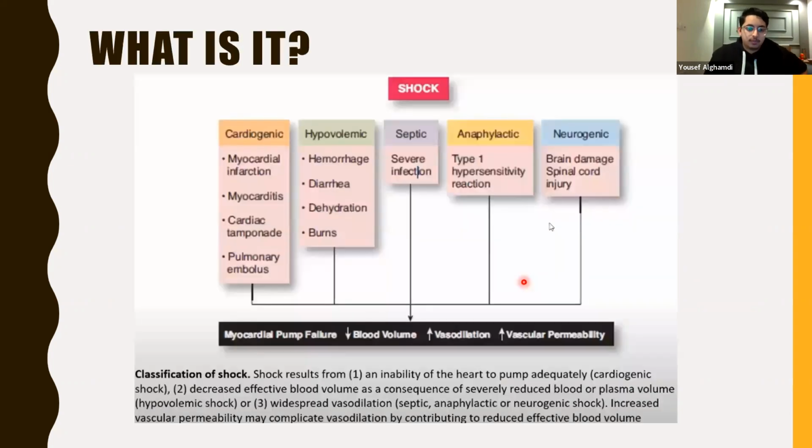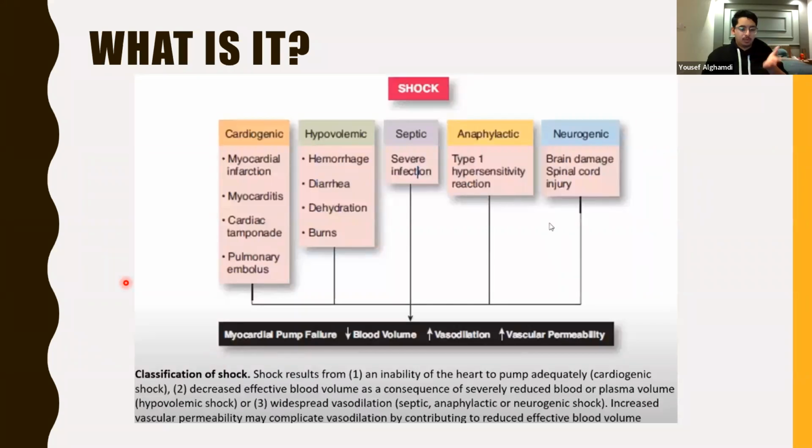Okay, so shock, what is it? First of all, this is a slide from POD. So you will be taking shock in POD, inshallah, from Dr. Rayhan's lecture. Shock can be classified into many different categories, but to put shock simply, it's blood not getting to your body organs properly, okay? That's to make it very, very simple. So shock can be cardiogenic, hypovolemic, septic, anaphylactic, or neurogenic.